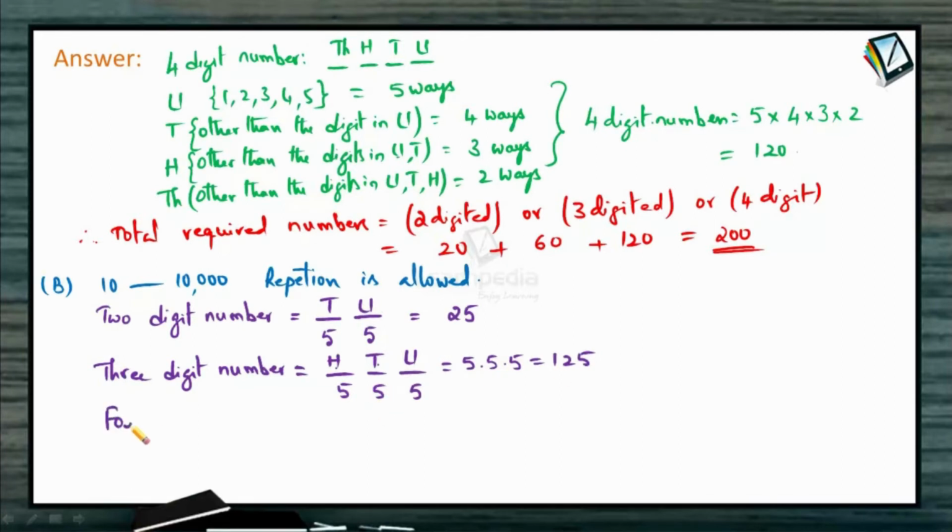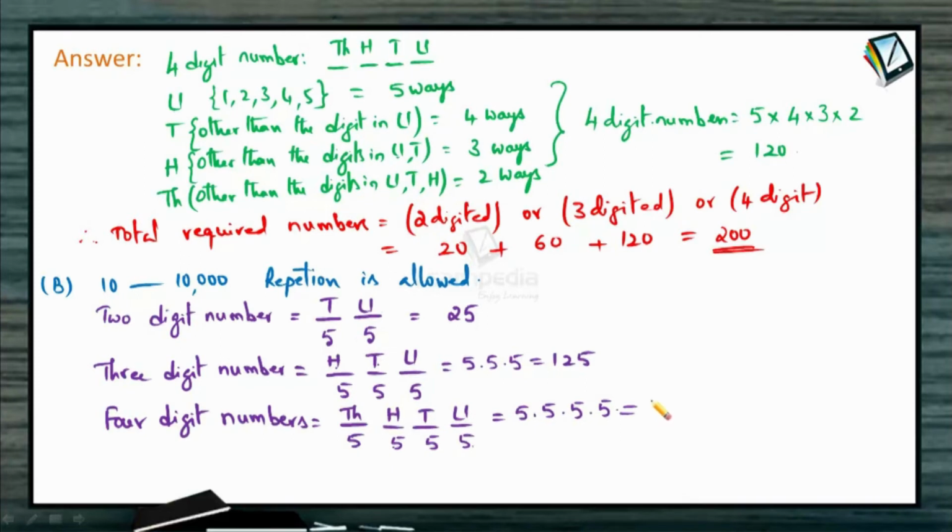right? Similarly, how many 4-digit numbers are possible? For a 4-digit number, we need to fill the thousands position, hundreds position, tens position and the units position. And each of them, because repetition is allowed, has 5 choices. So the units place can be arranged in 5 ways, the tens place in 5 ways, the hundreds place in 5 ways, and the thousands place in 5 ways. A 4-digit number is formed by filling the units place, tens place, hundreds place and thousands place. That can be done in 5 to the power of 4, that is 625 different ways, right?